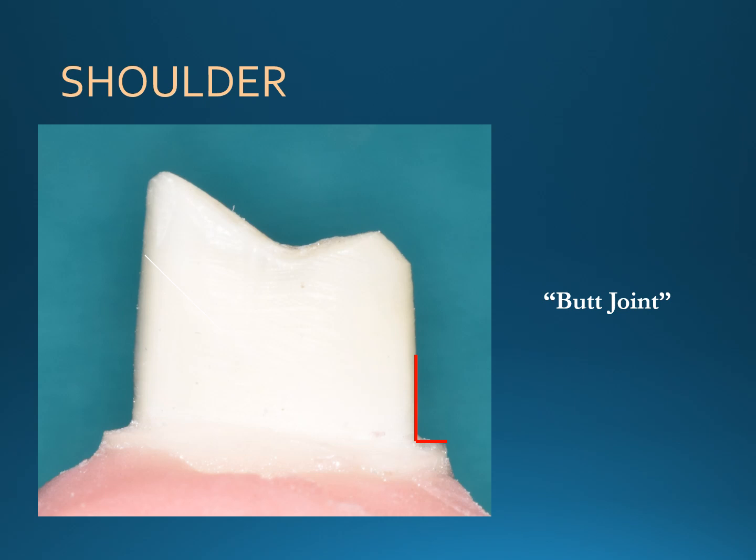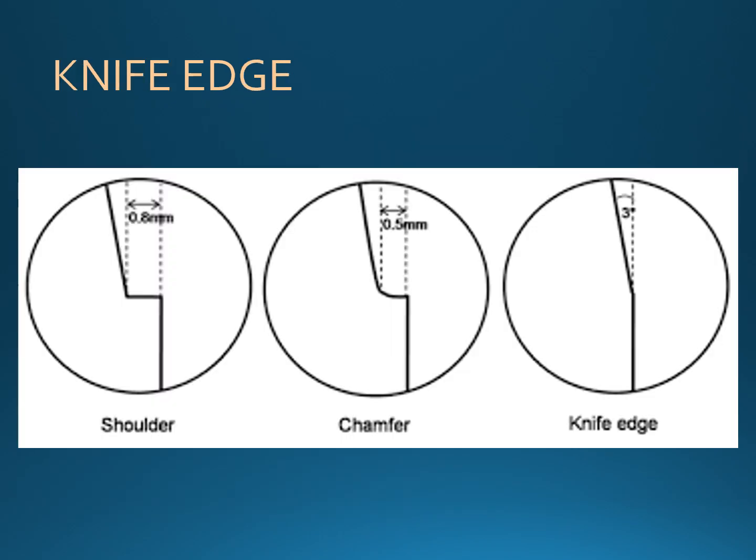So this is very commonly given in case of porcelain fused to metal restoration. The knife edge finish lines are given in cases of long tooth preparations or teeth which are tilted. These typically are very thin margins with an angle of less than 3 degrees at the margin.